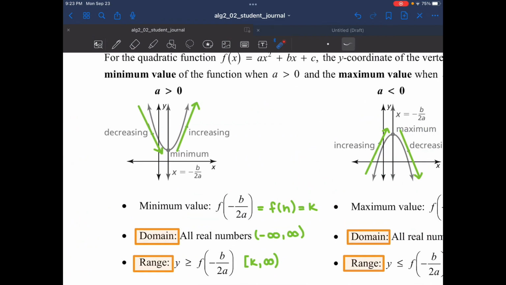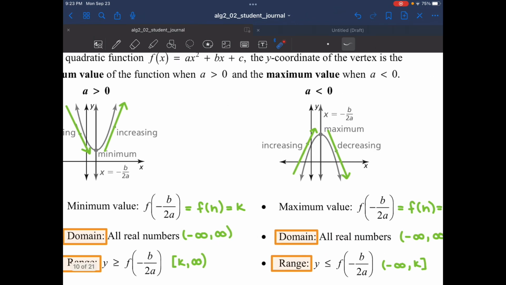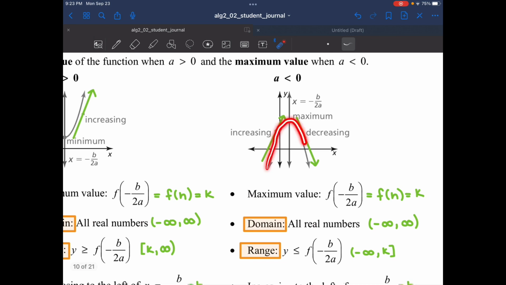Let's talk about increasing, decreasing, and domain and range. So if a function is looking like our parabola here, our domain is going to be all real numbers. And I like to write that as negative infinity to positive infinity using interval notation. No matter what parabola it's going to be, the domain will always be negative infinity to positive infinity.